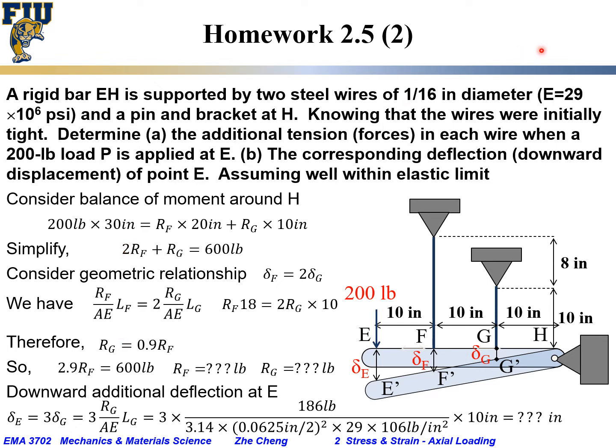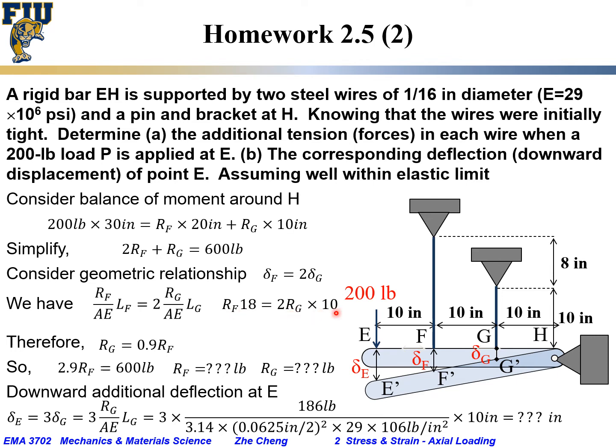And then they are made of the same material, both 29 times 10 to the power of 6 psi. So the AE term and AE term are cancelled. We would have RF times LF. What is LF? The initial length of F would be 8 plus 10, 18, equals 2 times LG. What is LG? You find it is 10 inches. So 18 times RF would be 2 times LG.